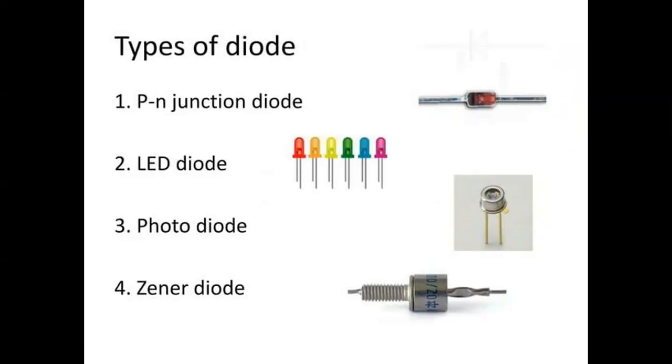These are the types of diodes. First is the PN junction normal diode, then the LED, then the photodiode, and then the Zener diode. The Zener diode is also called a special type of diode. Zener diodes are used in reverse voltage applications, for the voltage regulation process.